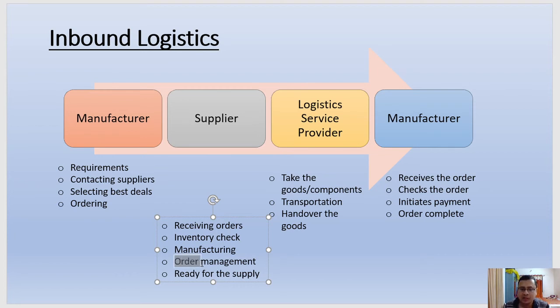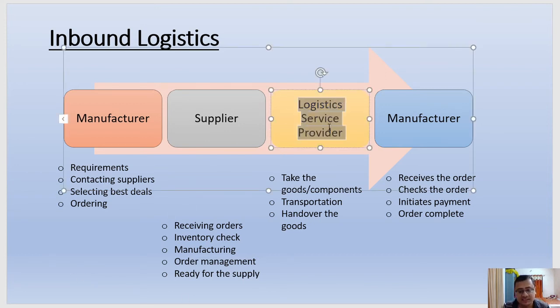The next point is order management. He will manage the order with the help of his team, the people who work for the supplier. The order is now ready for supply. He will need some kind of transportation, some people or agents, to move the product from his place to mine. The raw materials or components need to be transported from the supplier's place to my factory, so he will need someone.